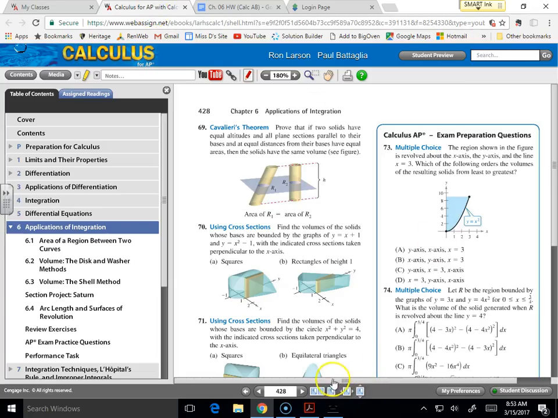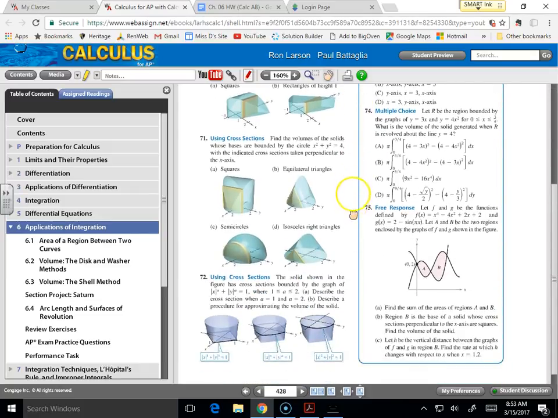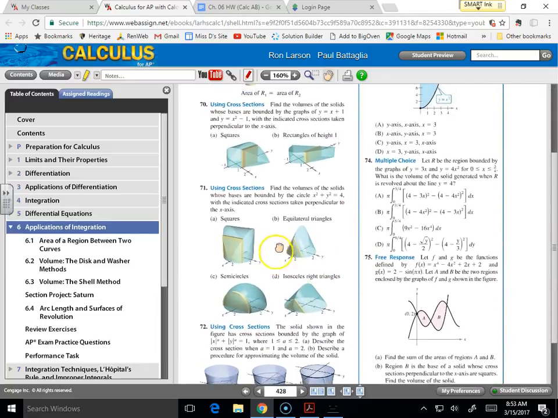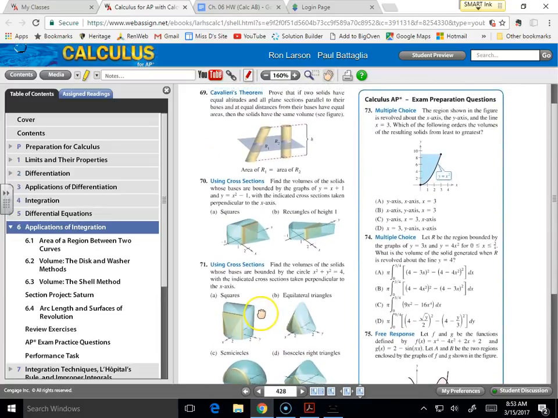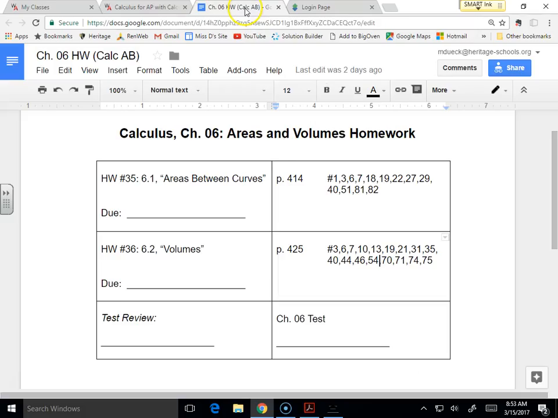To that extent, here's what I'm going to do. You ready? If I can actually get homework to be where I can see it. Okay, 70, 71 are all cross-sectiony things. I also gave you guys, what, 73, 74? Oh, that's a revolving one, and that's a revolving one. Lame sauce. So here's what I'm going to do in your homework.